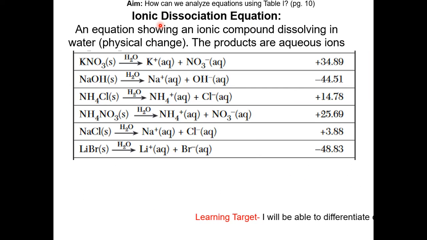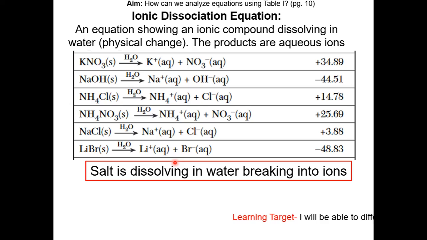Ionic dissociation equations can be found on the bottom of Table I. It is an equation showing an ionic compound dissolving in water, which is a physical change. The products are aqueous ions. You can see in each equation, the salt, when it dissolves in water, breaks up into ions. One way you can identify an ionic dissociation equation is that it has water on top of an arrow. Thermochemical equations do not have this feature.